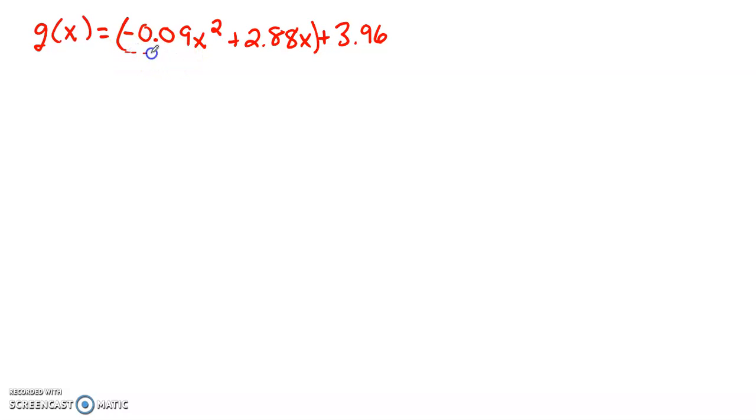Because I've got this negative 0.09 for my a right now, I'm going to factor that out. So I'm going to take it out of this term and of this term in my parentheses.